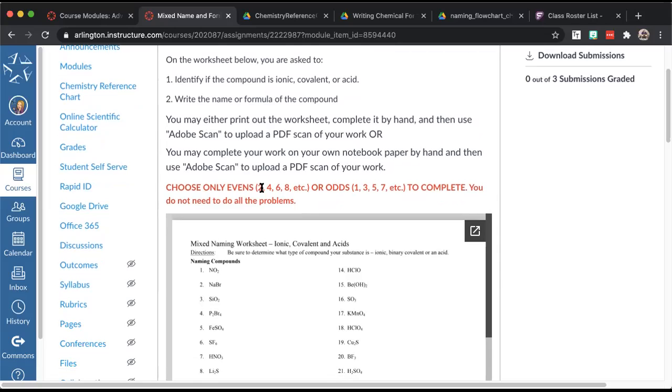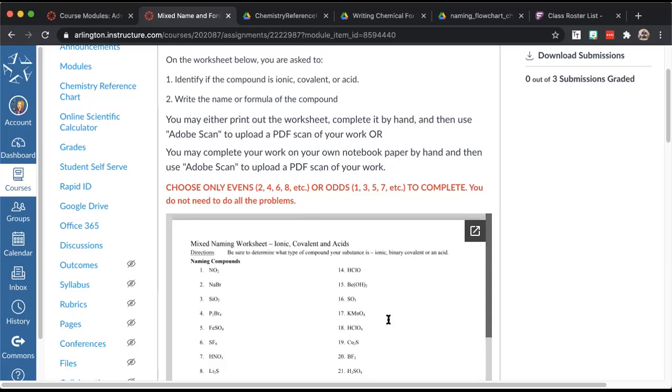And so evens meaning you would do 2, 4, 6, 8, all the way up to 100. If you choose odds, then you'll do 1, 3, 5, 7, all the way up to 99 would be your last one.